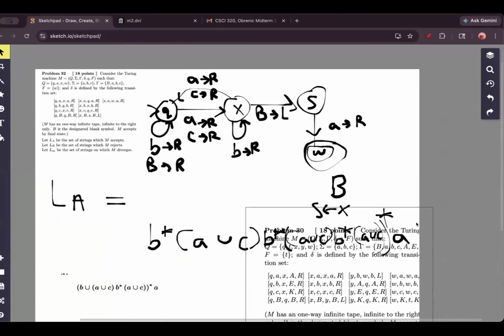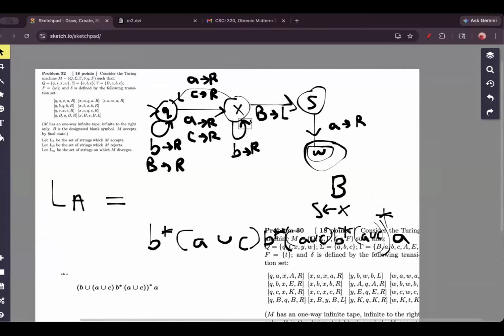When I hit the blank, I look to the left side, and on the left side I'm in state S, right? I'm like, okay, to go from S to W, I'm going to have to see A right after the whole expression over here. Does that make a little bit of sense?